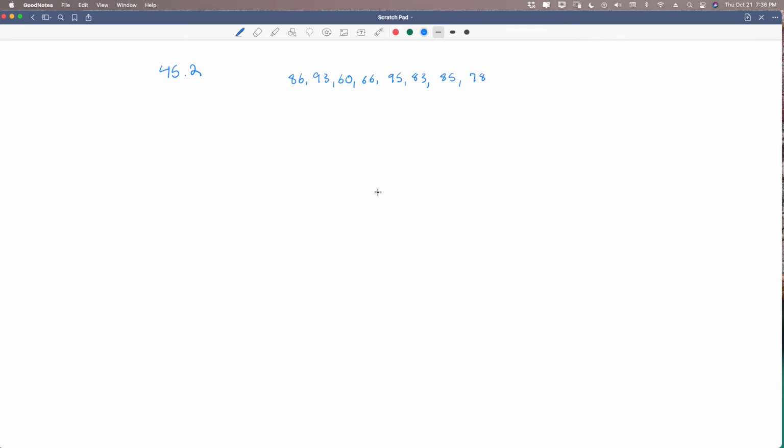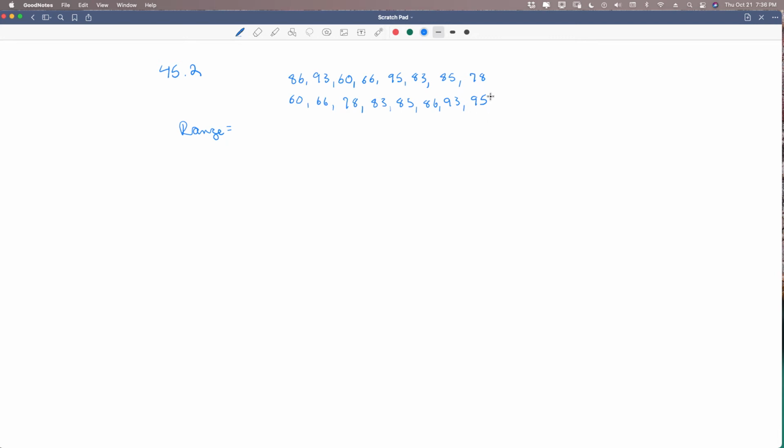So we need to find the range, mode, median, and mean. So the range is going to be the highest number minus the lowest number. So let's rearrange these in numeric order. Our lowest number is 60. Then we have 66. Then we have 78. Then we have 83, 85, 86, 93, and 95. All right, so now they're in order from least to greatest.